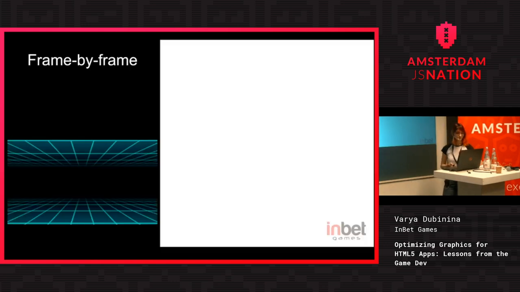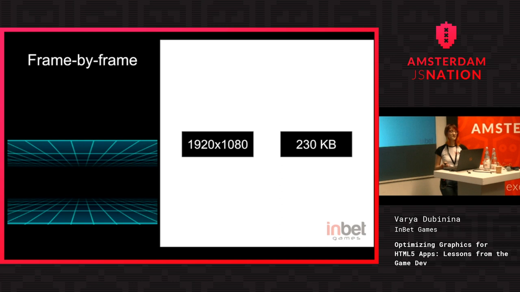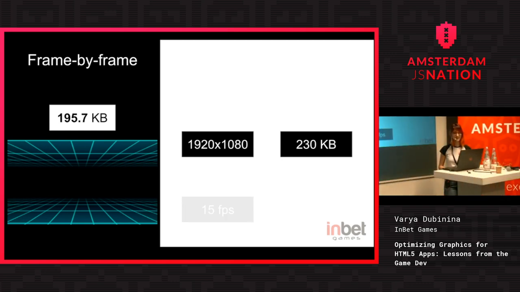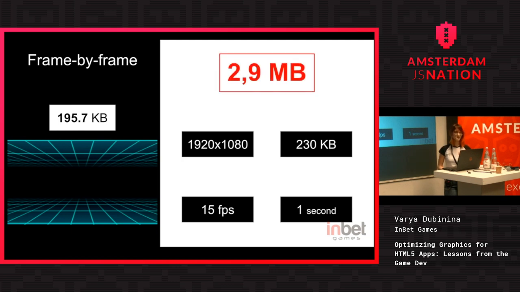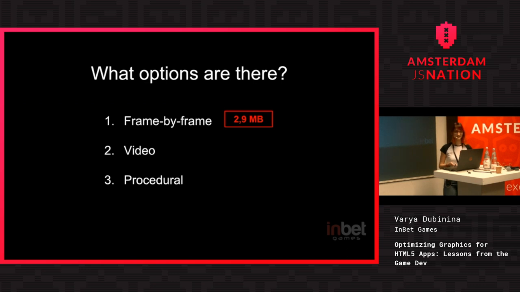Frame by frame. A single frame at 1920 by 1080 res would weigh around 230 kilobytes. By using a JPEG optimizing utility, we compressed that down to 195.7 kilobytes. Now, if we kept to a low 15 FPS, the resulting 1 second loop would weigh around 2.9 megabytes, which is not so bad considering the large resolution needed for the backgrounds, but not quite good enough. So, moving to the next idea.